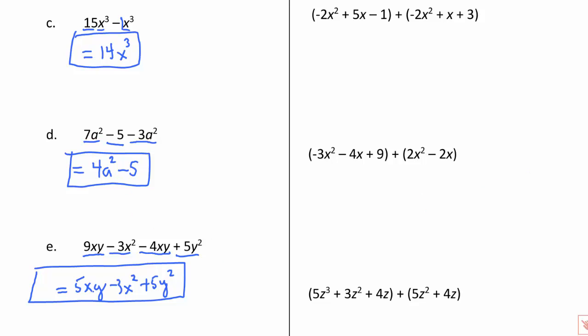And look at E here. What degree is this? Notice that this is degree 2 because every single term in here is in fact degree 2. Because this is an understood 1 and that's an understood 1.